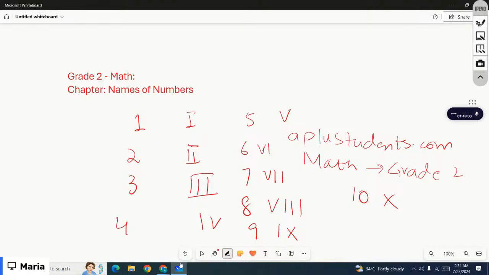Now let's start with the practice questions. These are the very basic numbers from 1 to 10. You can note them down. We'll wait for a while.